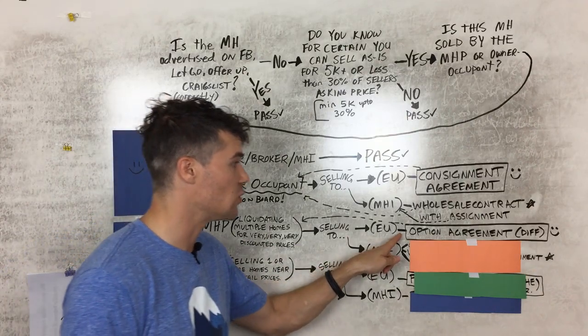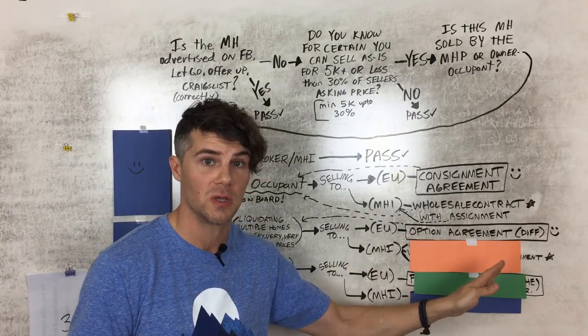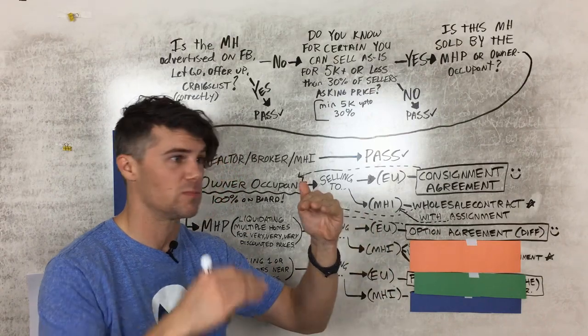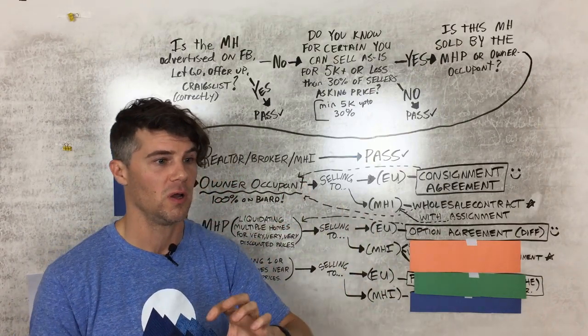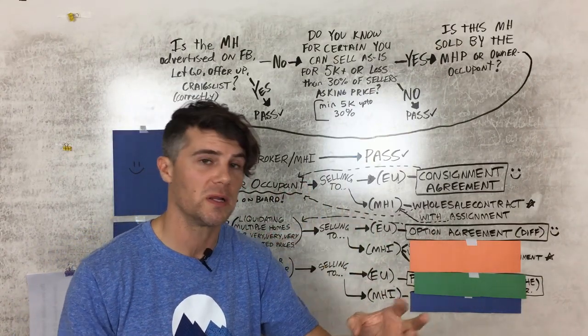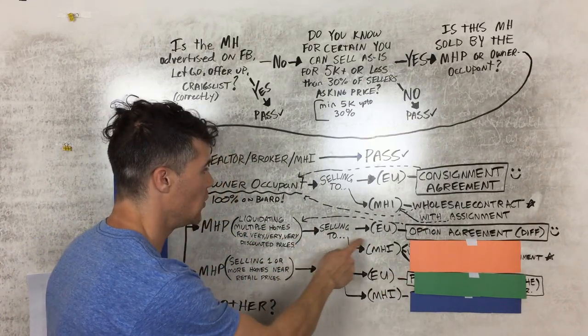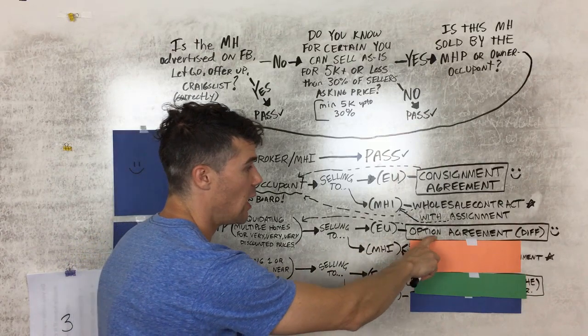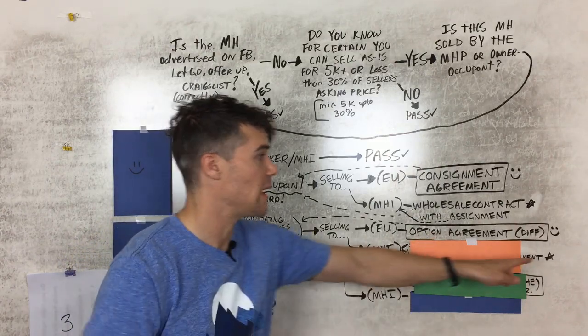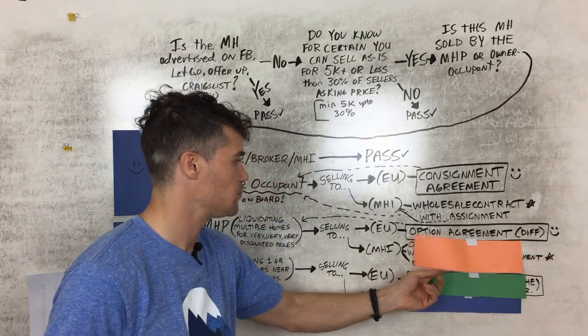So if you can get an option agreement on all of these homes, and you can get them in packages of like four, or where you can have access to four at a time, or one at a time, or bulk at a time. So if you're selling to an end user, I would like you to get an option agreement, and then the smiley face we'll talk about in just a minute.